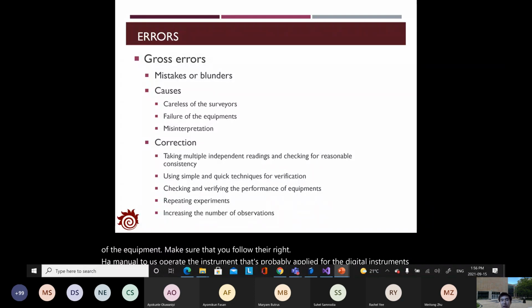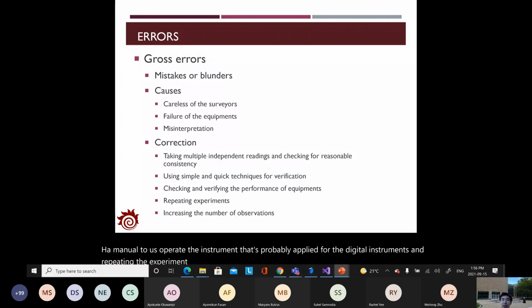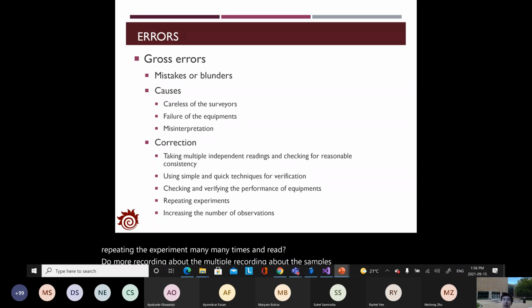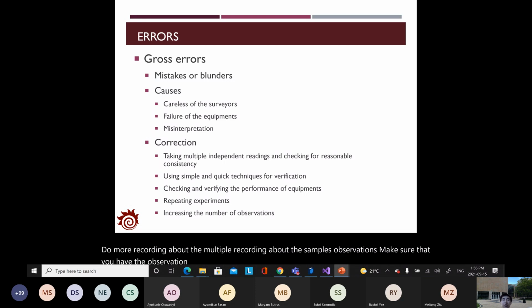And repeat the experiment many times and make multiple recordings of the same observations. Make sure that the observations are consistent. So that's the way for you to minimize the potential gross errors.